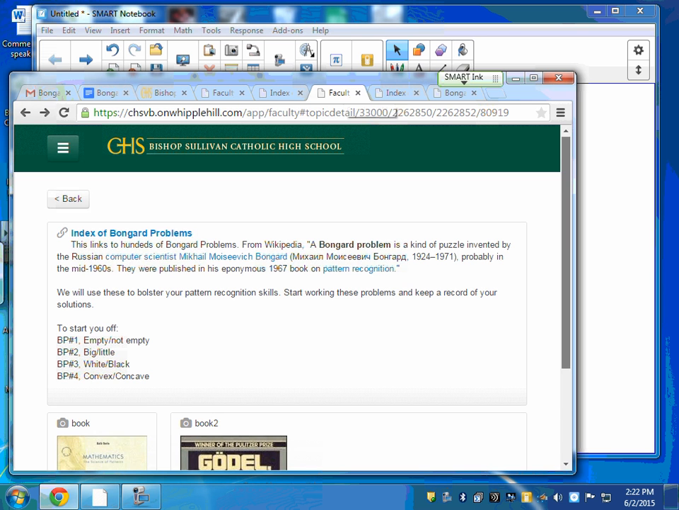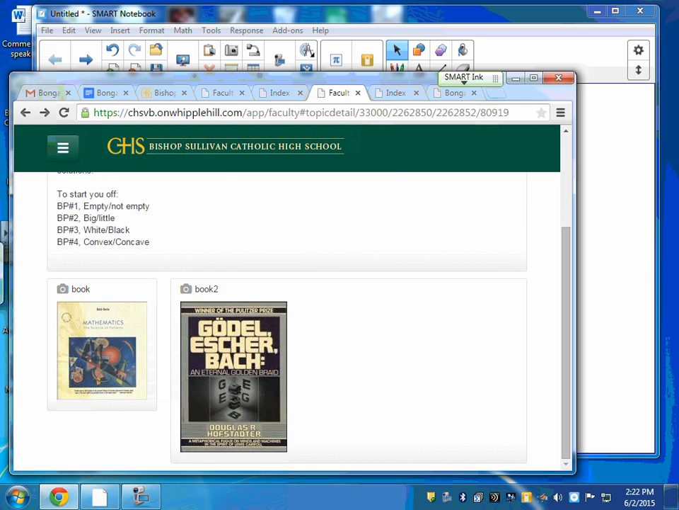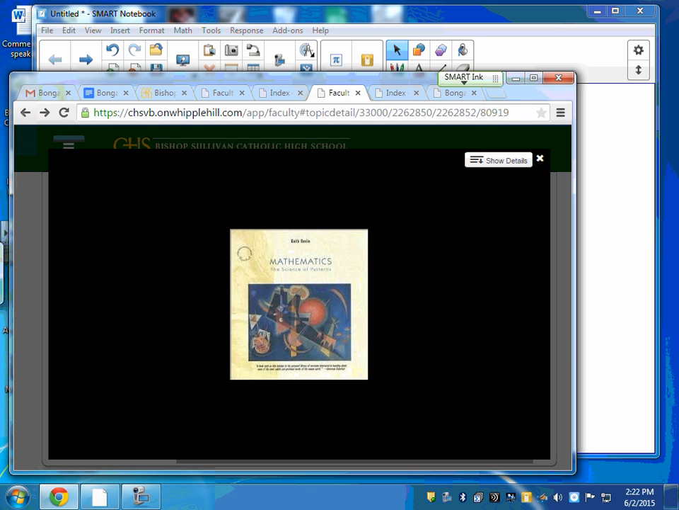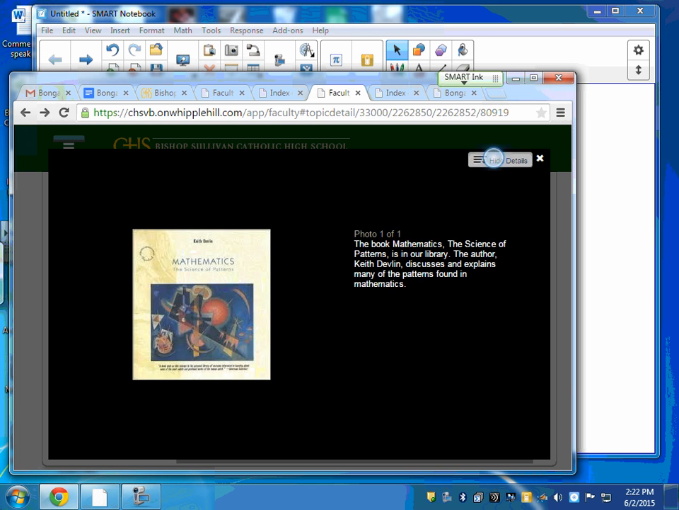And I've got a couple of other links here. I really enjoyed both of these books. This book here, Mathematics, the Science of Patterns, the author is Keith Devlin. He discusses and explains many of the patterns found in mathematics. This book is down in our library. You might want to look at that.